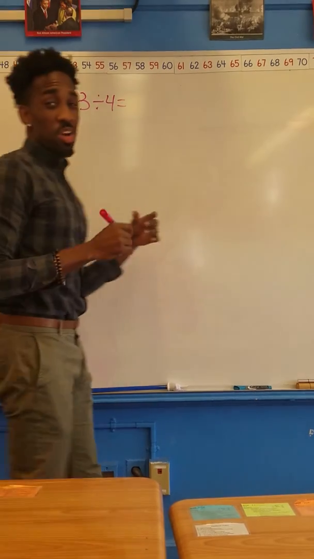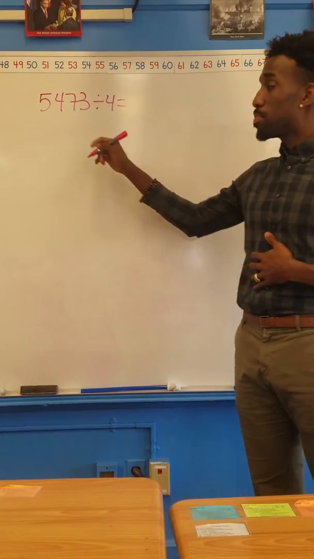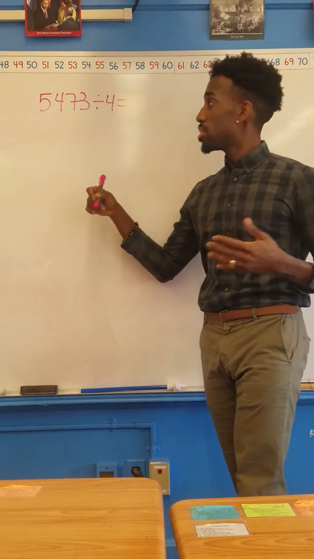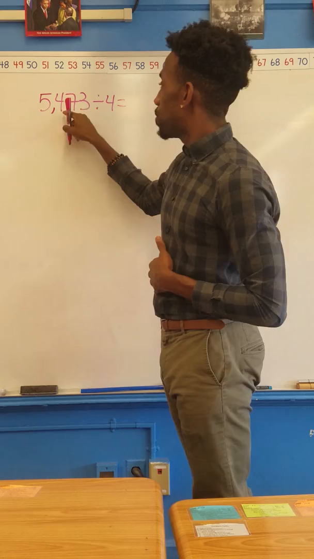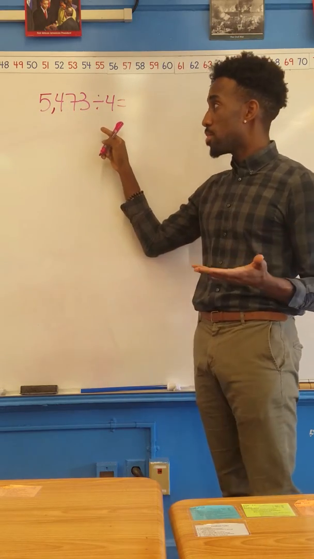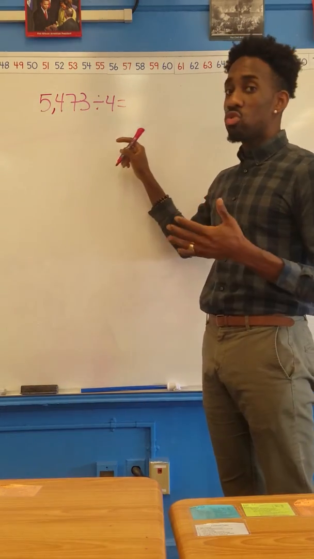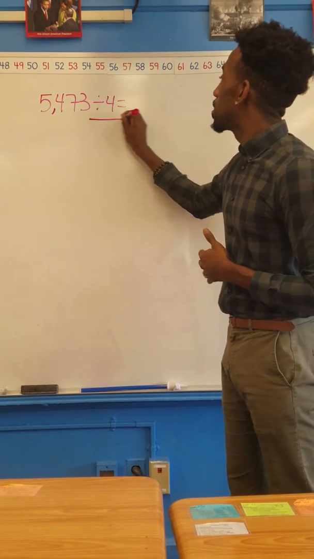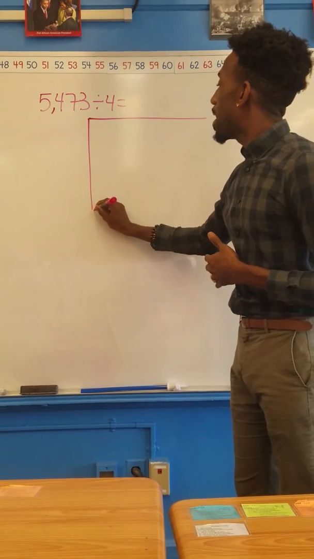Alright, so now I'm going to show you how we can solve this problem using place value sharing division. So here we have 5,473 divided by 3. So the first thing I'm going to do is set up by drawing my box.